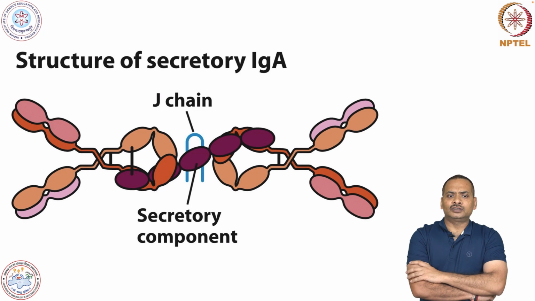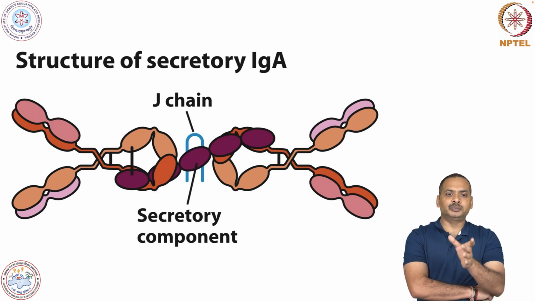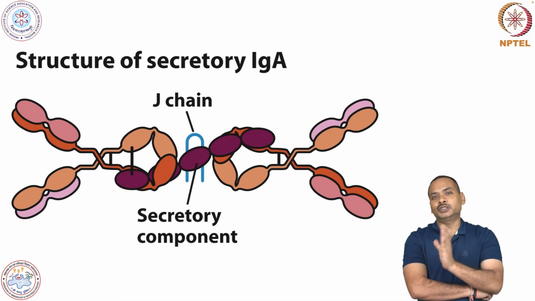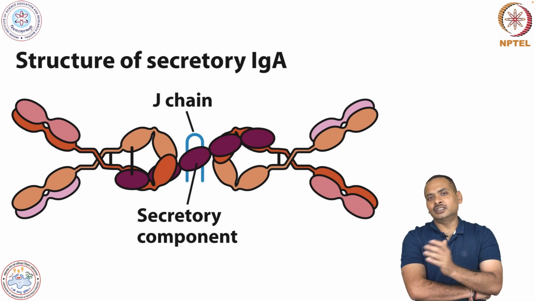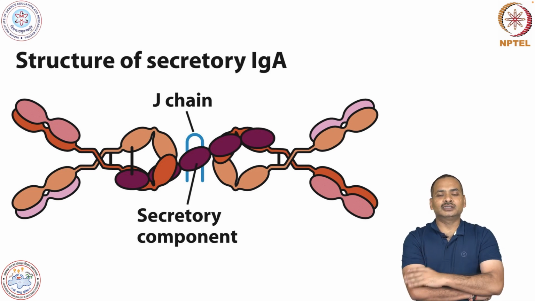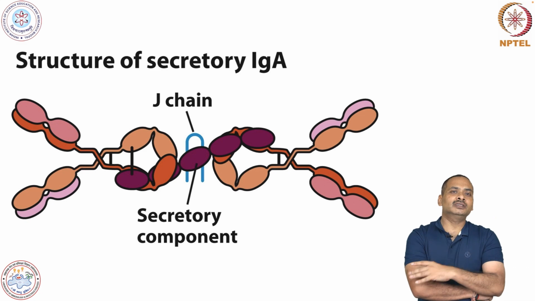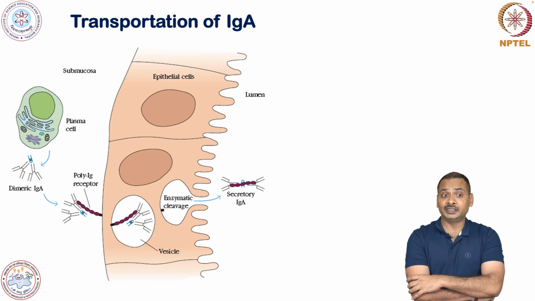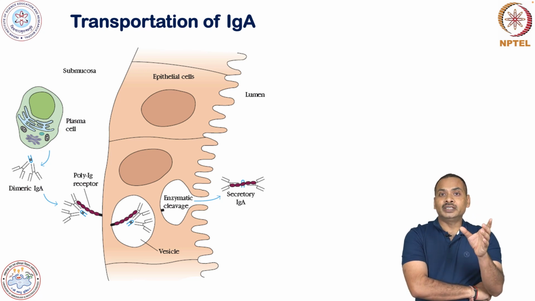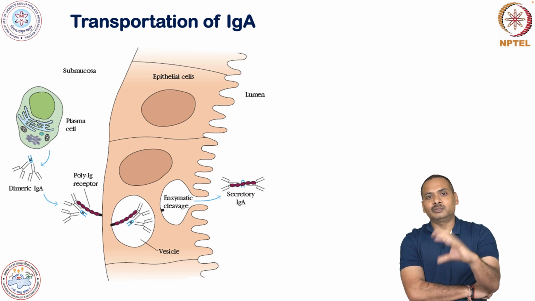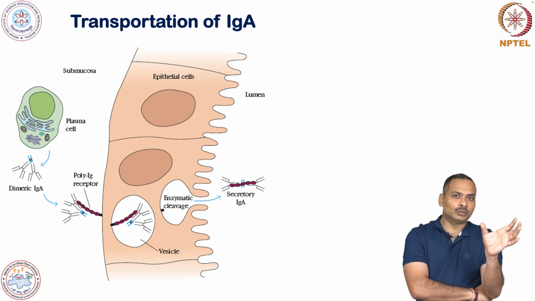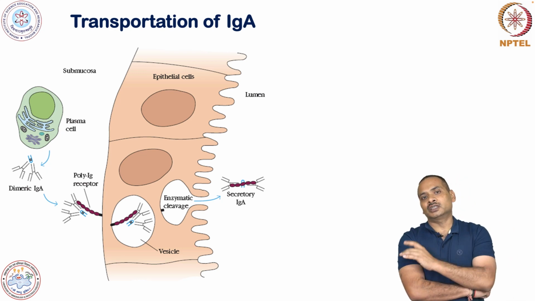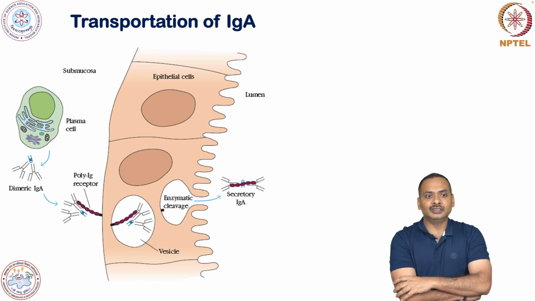So this is the structure of IgA. This has a secretory component or J chain, and this is very important for the transportation. So IgA undergoes transcytosis. This is transported across the membrane. Here you can see how the transportation of IgA is taking place. There is a polyimmunoglobulin receptor which is binding with this dimeric form of IgA, and then there will be a transcytosis, and then it is transported across the cell layer.